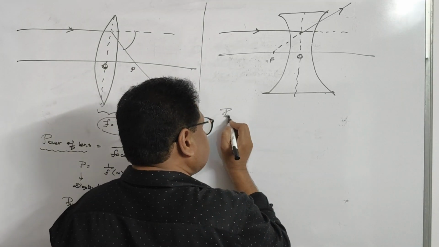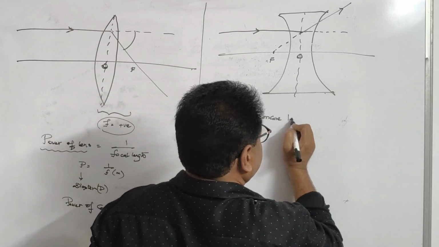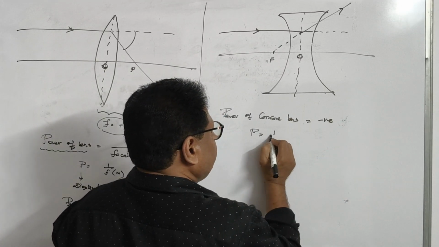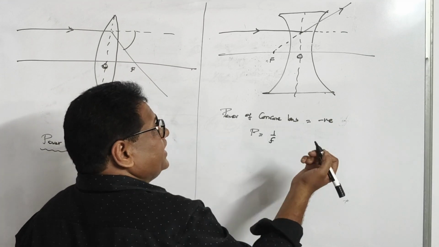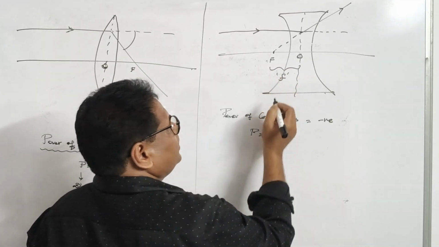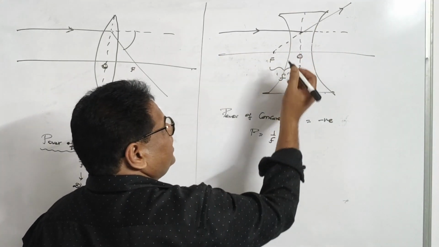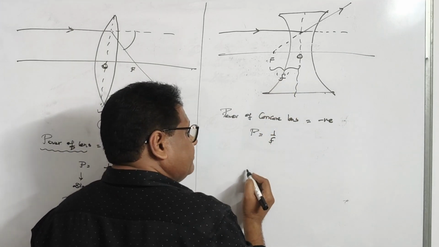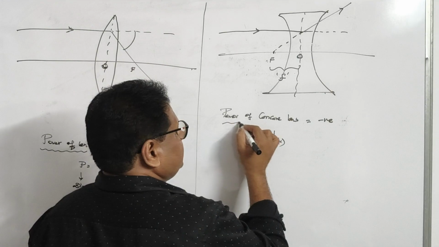So again we have the expression for the power of a concave lens. This is negative because when you use the expression P equals 1 by F, the focal length is negative. Why negative? Because the focal length is measured from the optical center to the focus opposite to the direction of the incident ray, so this focal length is negative. And because the focal length is negative, the power of a concave lens is always negative.